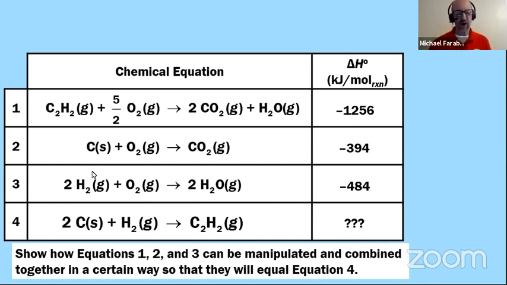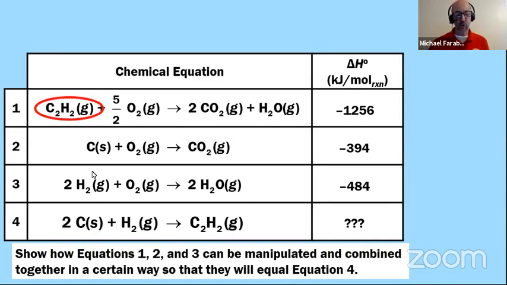We have 2 moles of carbon. I definitely see carbon up there in equation 2. We have 1 mole of hydrogen. I definitely see hydrogen up there in equation 3. And we have 1 mole of C2H2, which is called acetylene. I see that chemical featured in equation number 1.